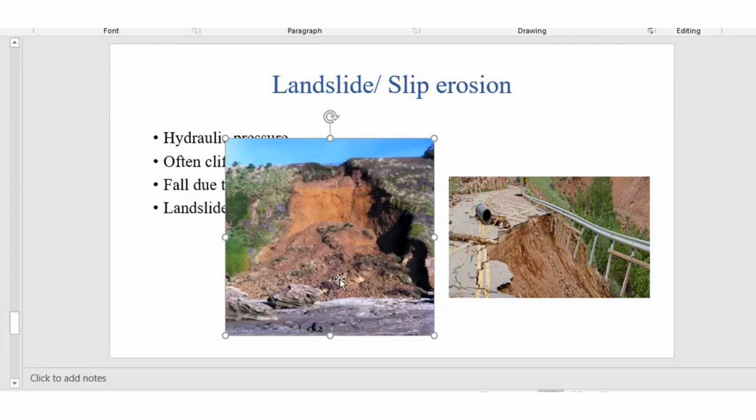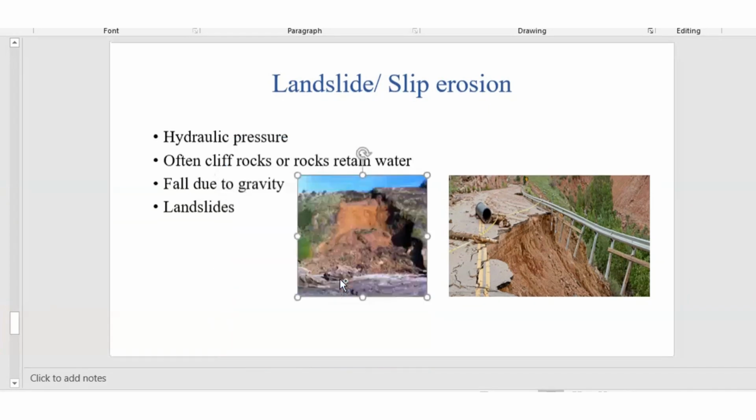So this is why trees are important, because the presence of trees which have these dense, deeply penetrating roots ensures that soil is kept in place. It does not fall away or move away because of hydraulic pressures like heavy rainfall or because of gravity. So if there is a high population of trees, or a higher number of trees on some surface, it ensures that events like slip erosion or landslides do not occur.